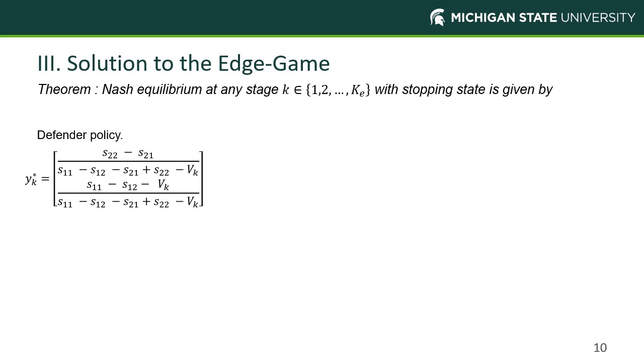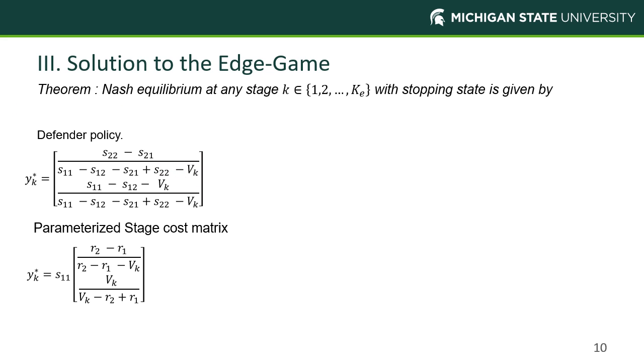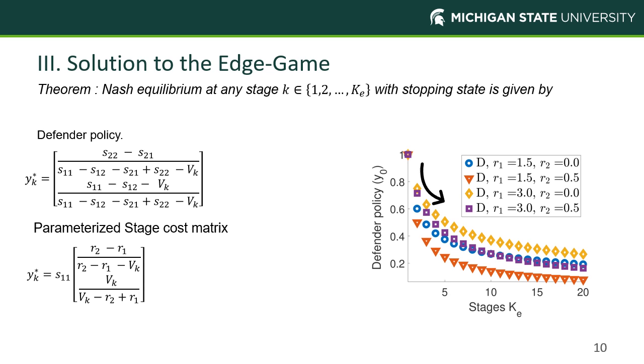Solving the edge game also provides us with the policy for the defender and attacker. This is a function of the stage cost entries and the expected value at the current stage. We also obtain the defender policy for the parameterized stage cost. From the figure, we observe the policy of the defender for the defend action D at the start of the game. You will observe that with increasing stages, the probability of defending goes down. Now, as R2 goes from 0 to 0.5, we see that the probability of defending at any stage keeps decreasing.